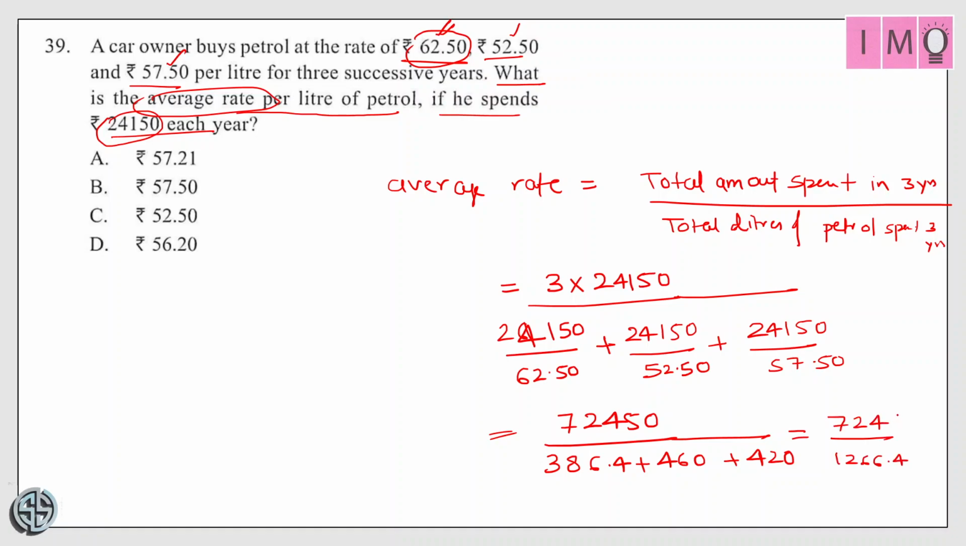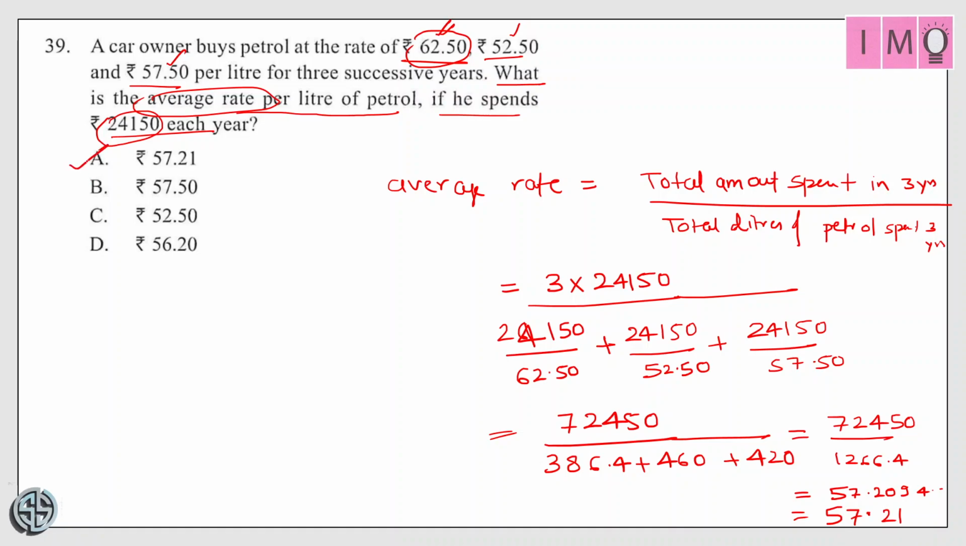When you add all these, you will get the sum in the denominator as 1266.4, and the numerator is 72450. So when you divide finally 72450 by 1266.4, you will get the answer as 57.2094 something, right? And when you round off, you will get the answer as 57.21.